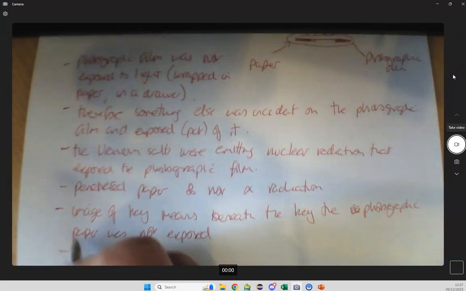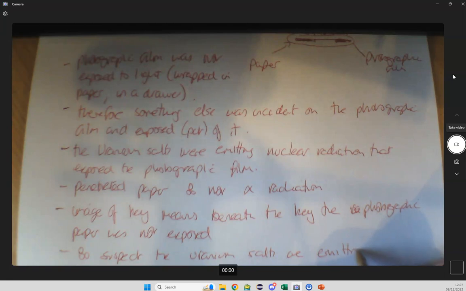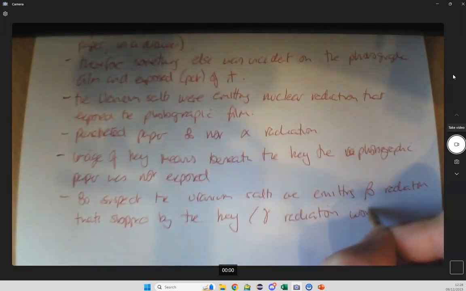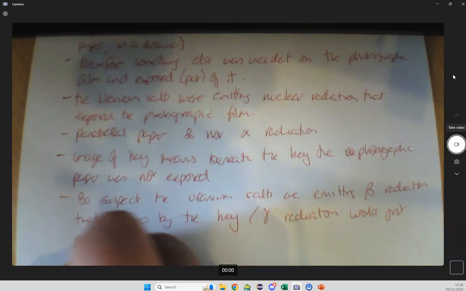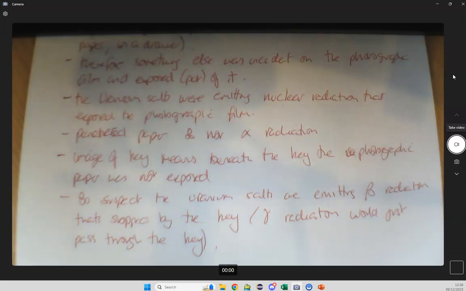Therefore, suspect the uranium salts are emitting beta radiation that's stopped by the key. Gamma radiation would just pass through the key. Hopefully that makes sense.